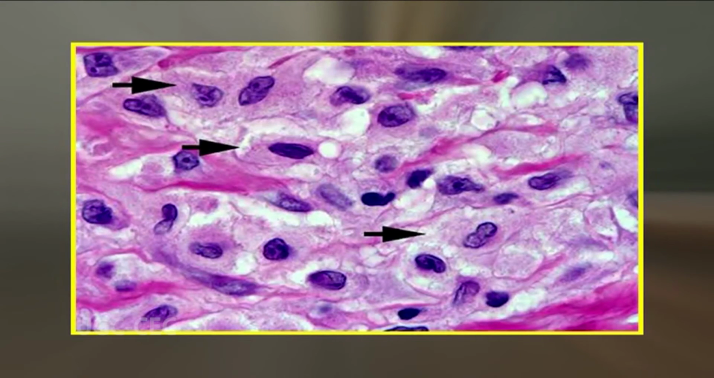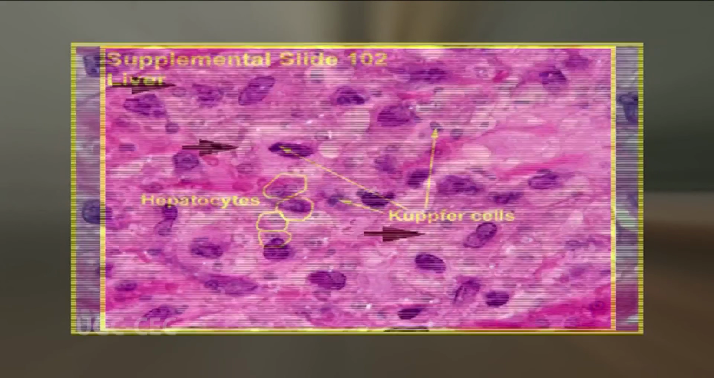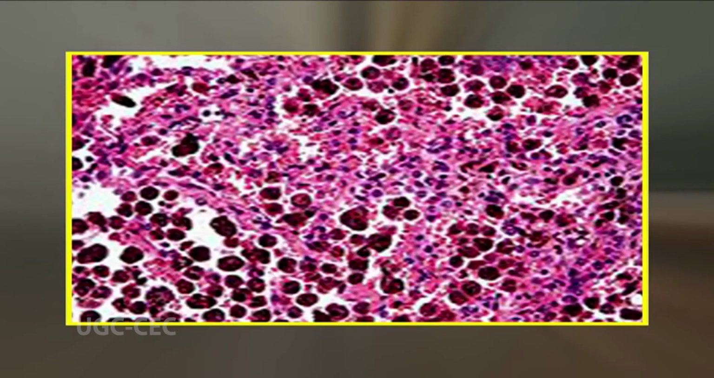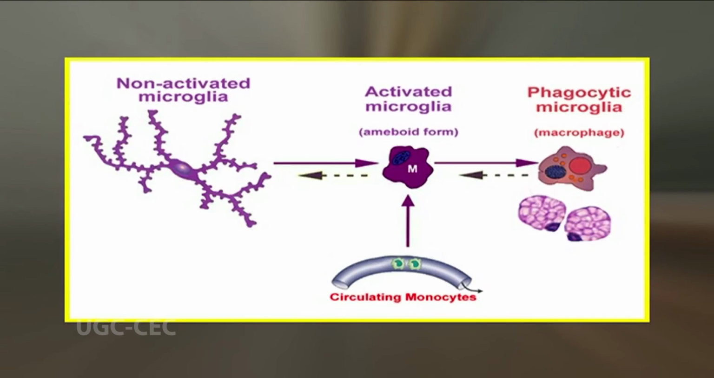They take various forms with various names throughout the body. For example, histiocytes in connective tissue, Kupffer cells in the liver, alveolar macrophages in the lungs, microglia in the central nervous system, but all are part of the mononuclear phagocyte system.